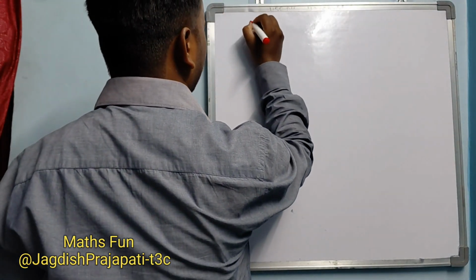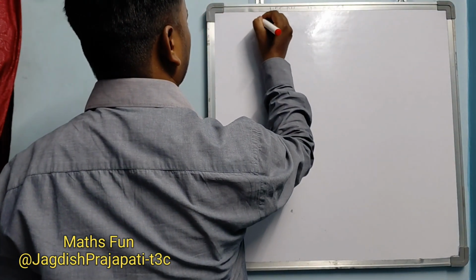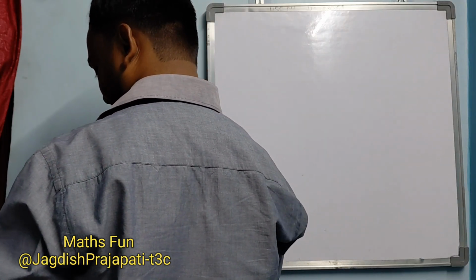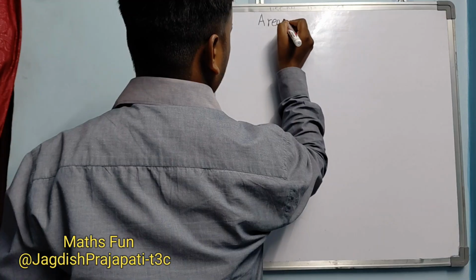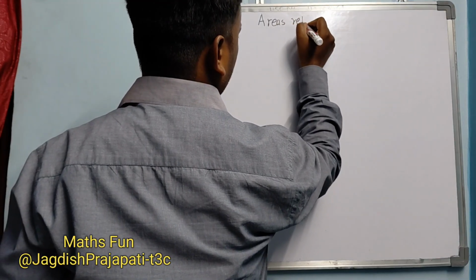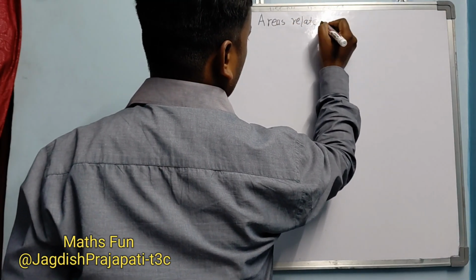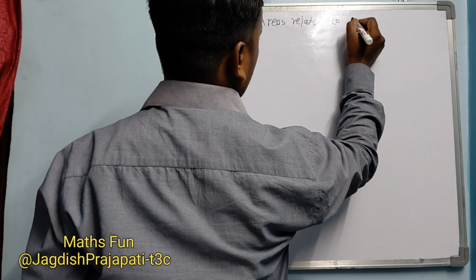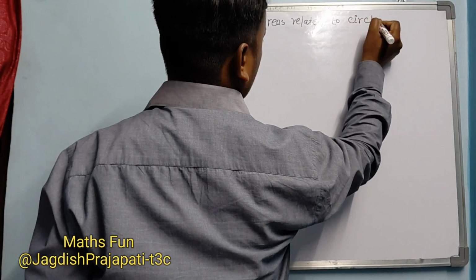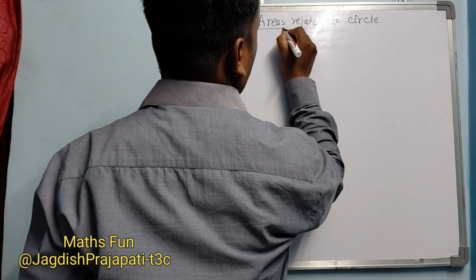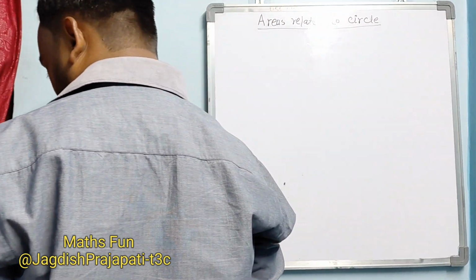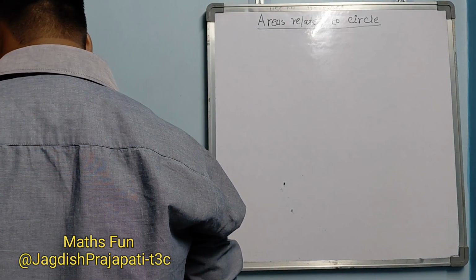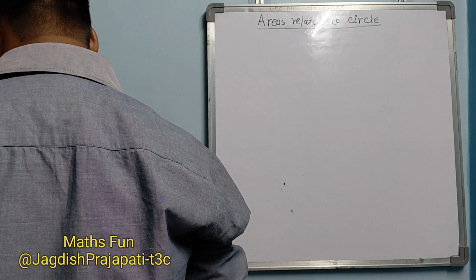So we are studying now areas related to circle. Areas related to circle. So the problem is, the outer circumference of a circular track is 528 meter.